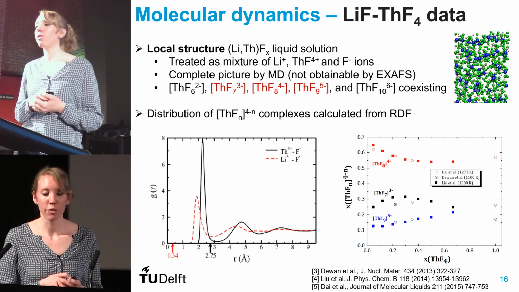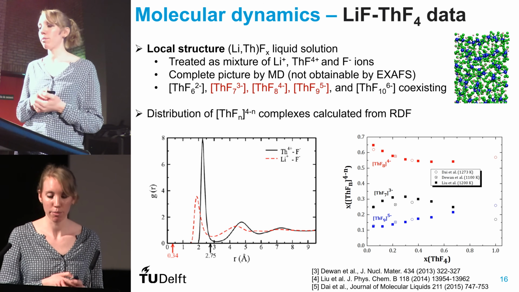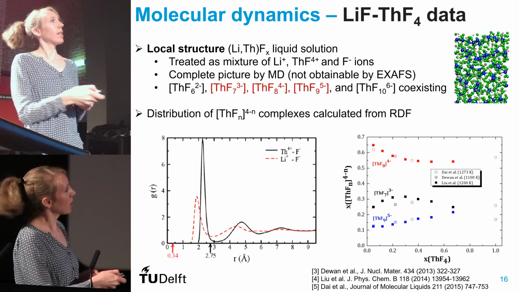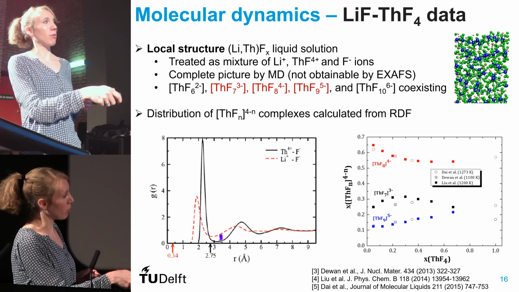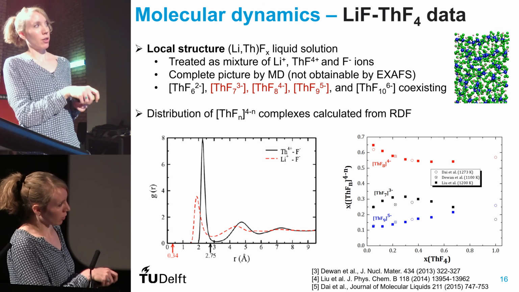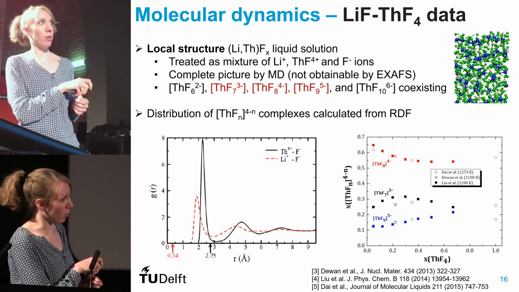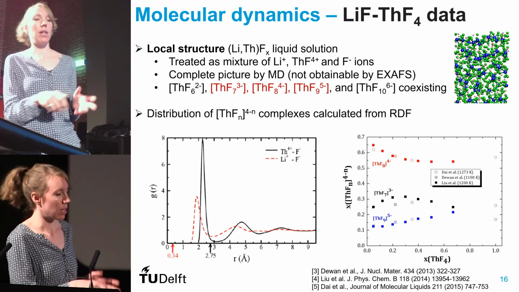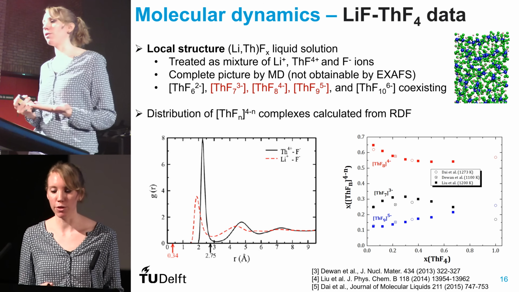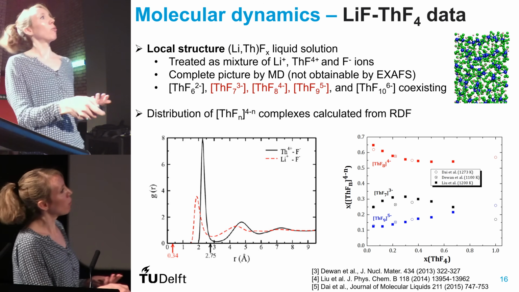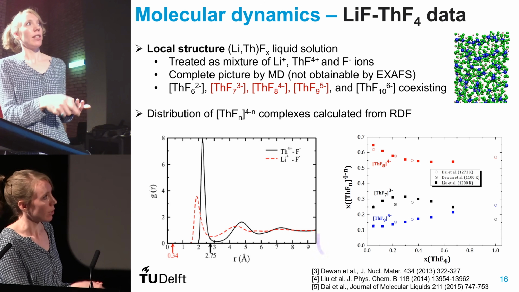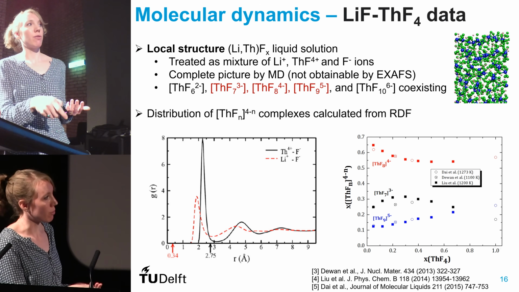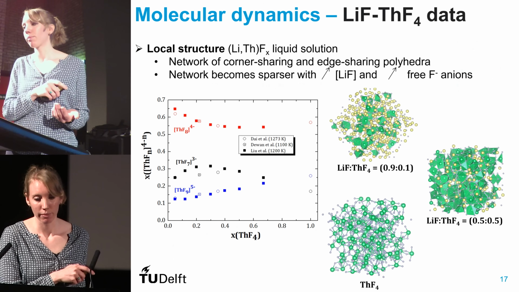And we can calculate the radial distribution function, which is a bit similar to the information you get from the EXAFS. And with this, if we set a bond cutoff distance here at the minimum of the radial distribution function, we can say that below this distance, the fluorine belongs to the coordination shell of the thorium. And with this, we can calculate the distribution of complexes as a function of composition.